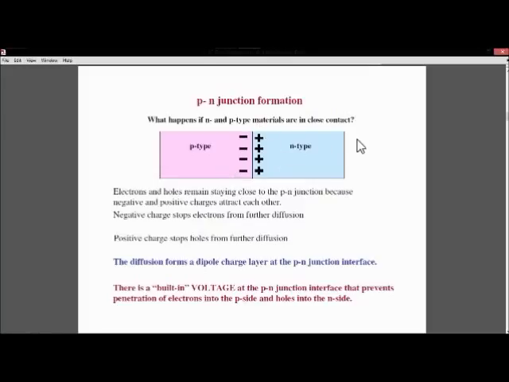The diffusion forms the dipole charge layer at the PN junction interface, as you can see from this picture. Now there is a built-in voltage between these negative and positive charges across the junction. This is known as the built-in voltage, and it prevents the penetration of electrons and holes from either side, the P side and the N side.